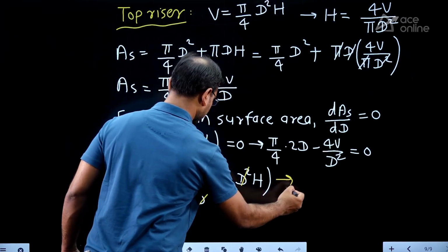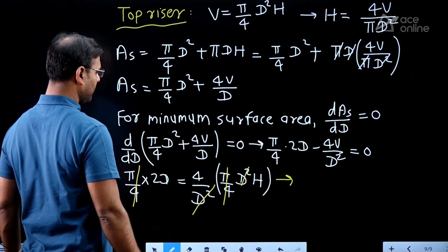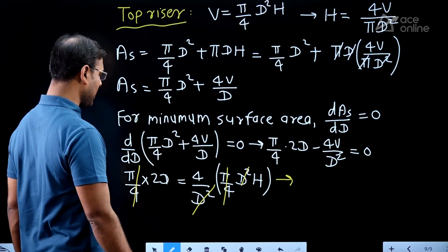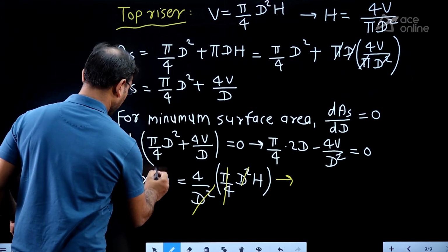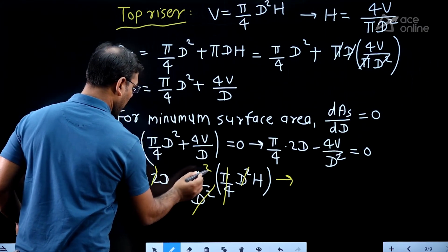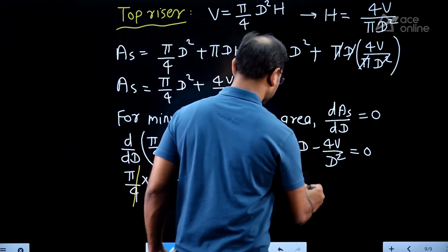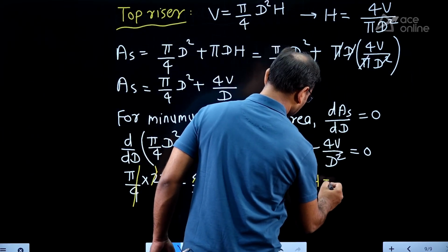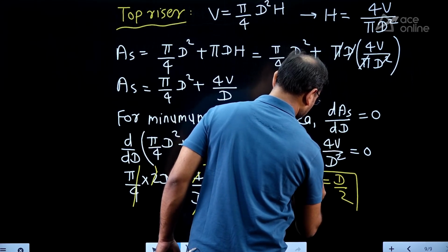Then here 2D is equal to 4H. Therefore, height is equal to diameter by, here 1, here it is 2. Then diameter is equal to 2H. Then height is equal to diameter by 2. Height is equal to diameter by 2. This is the final answer.